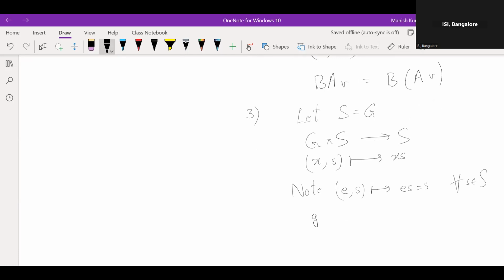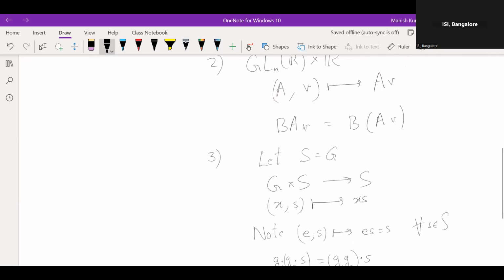So G1 (G2 S) doesn't matter which way you do it, it's the same as (G1 G2) S. So that tells you that this is also an action. Yeah. So there are many examples of an action.